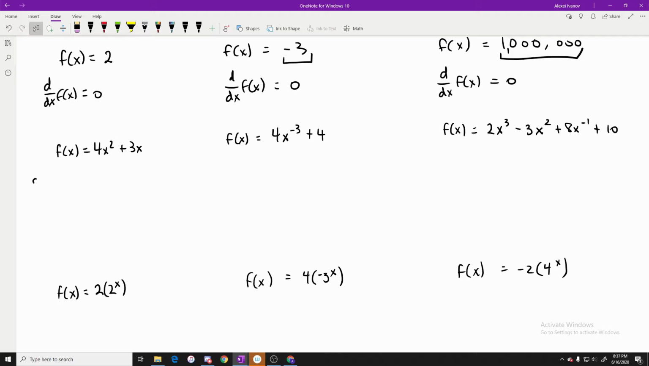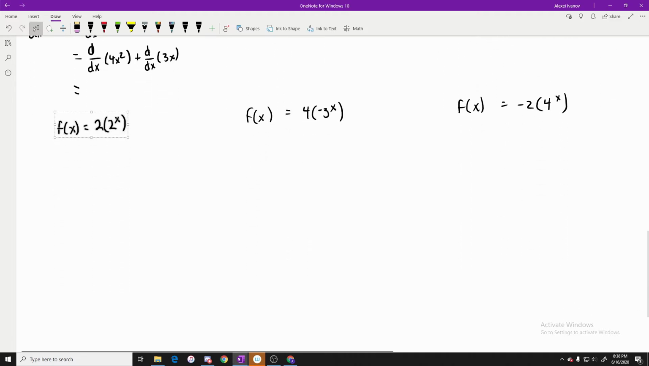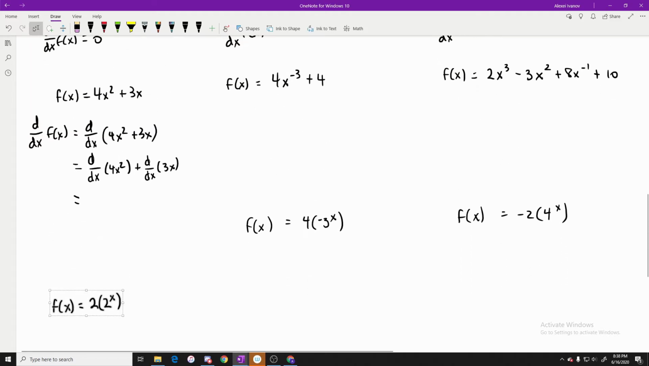If we are asked to take the derivative of this, this is how we would go about it. So we have this function right here, and we want to take the derivative. So we are going to use the sum rule and break this up. So we're going to say d over dx of 4x squared plus d over dx of 3x. And I'm actually just going to move this down right here so that we have a bit more space.